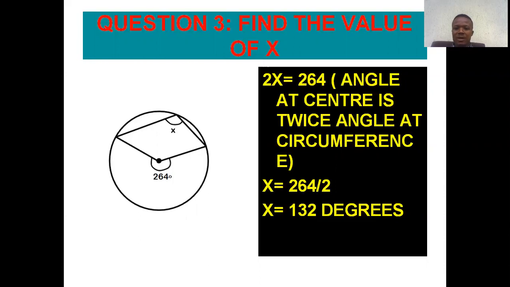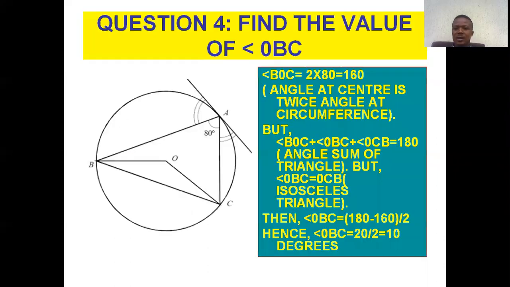That is why we have that 2x is equal to 264 degrees. You double the x to get 264 degrees, which is the angle at the center. Now, to get the value of x, I have to divide 264 degrees by 2. When I take this division, I will find out that my x is now 132 degrees, as simple as that.